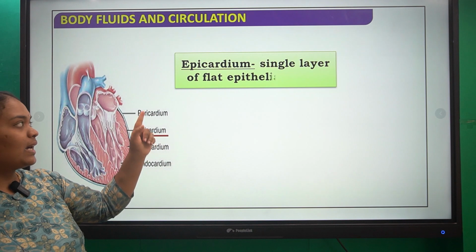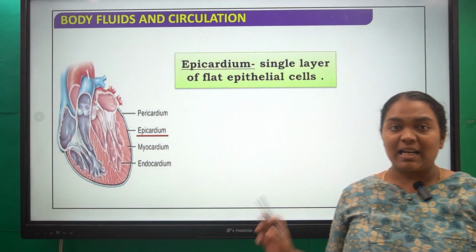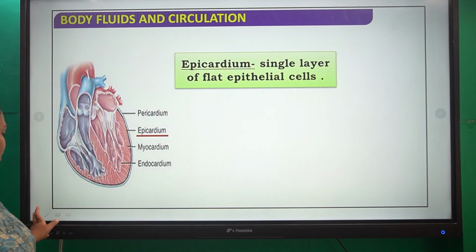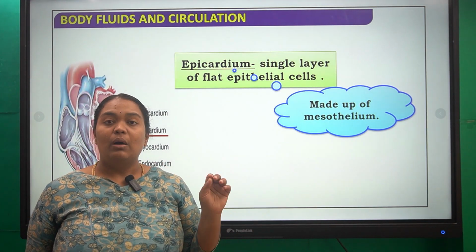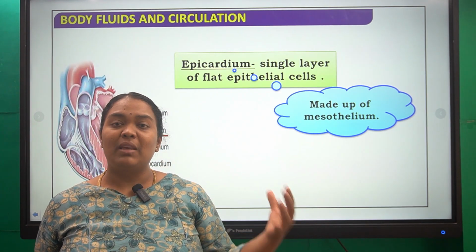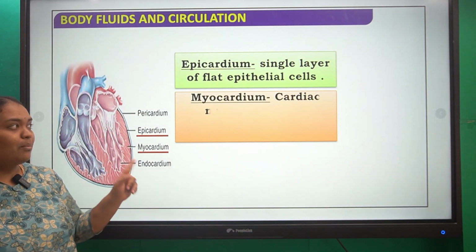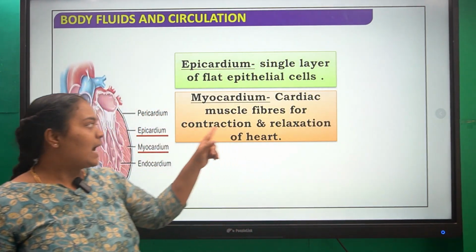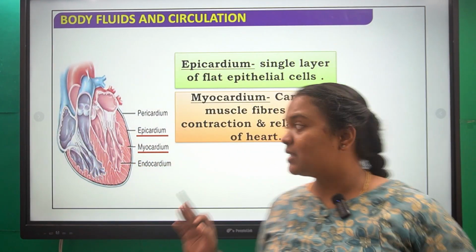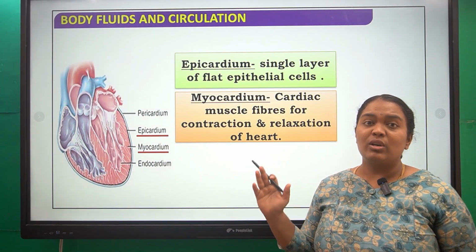The first one is epicardium, which is a single layer of flat epithelial cells. So the outer layer is only a single layer with flat cells, or the flat epithelial cells, made up of mesothelium. So you know all the structures of the heart, or the heart as a whole, is formed from the mesothelium or the mesoderm. Next, the myocardium or the middle part is the cardiac muscle fibers for contraction and relaxation of the heart. So this myocardium is a muscular structure which is helping in the contraction and also relaxation of the heart.